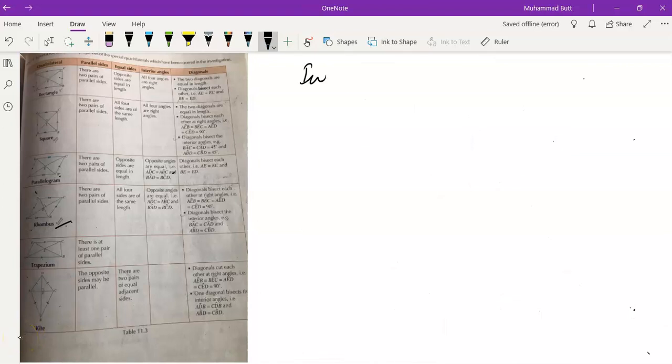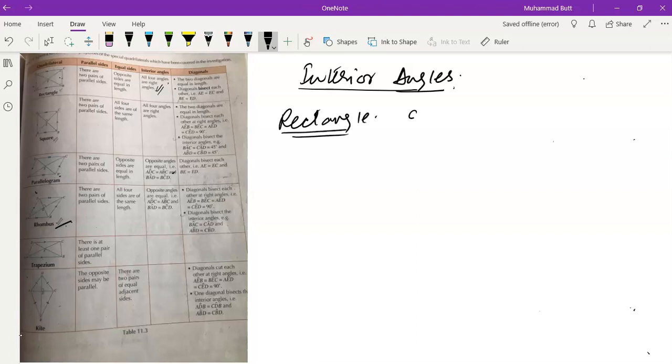What are interior angles? Interior angles are the angles formed by two adjacent sides of any closed shape. So, the interior angles of a rectangle, all four angles are right angles. We have discussed before that all the interior angles of a rectangle are 90 degrees. Again, all interior angles of a square are also 90 degrees.